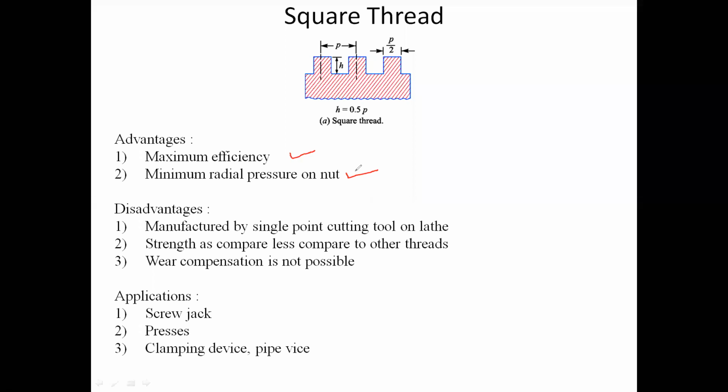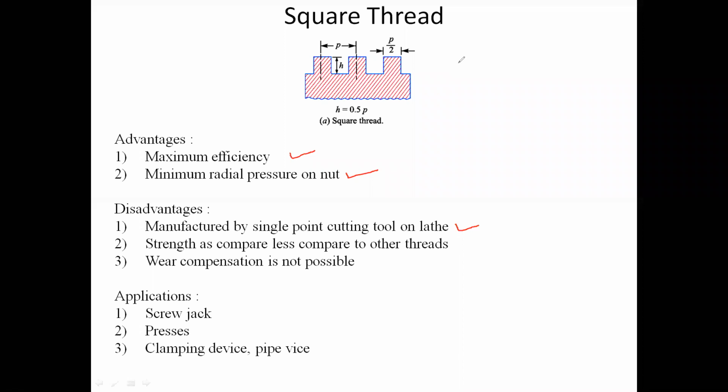What are the disadvantages? As this has a perfect 90, it should be manufactured by a single point cutting tool on the lathe. This is the manufacturing process. If it is manufactured on a lathe, then we need a single point cutting tool, and that's why the manufacturing time is obviously more. So that is a disadvantage. The second thing is, if you look at the profile, you'll find that it has straight teeth.